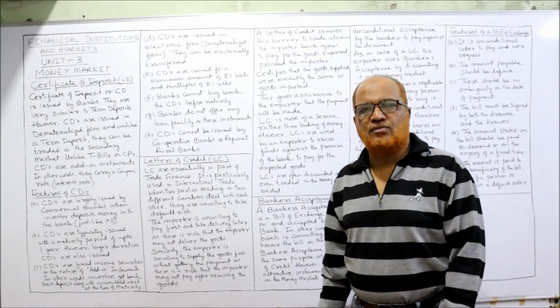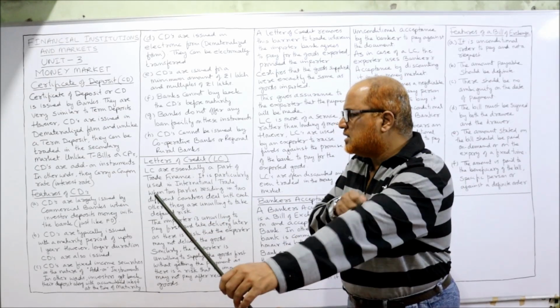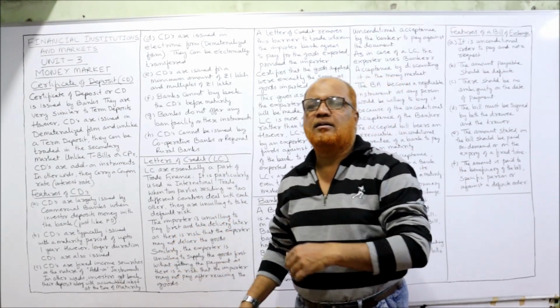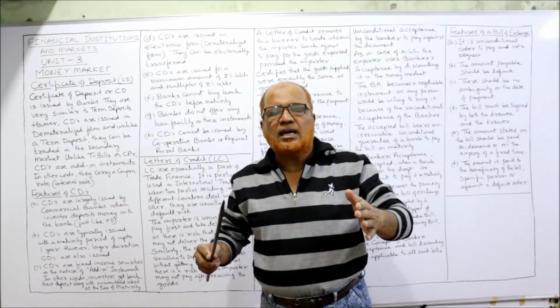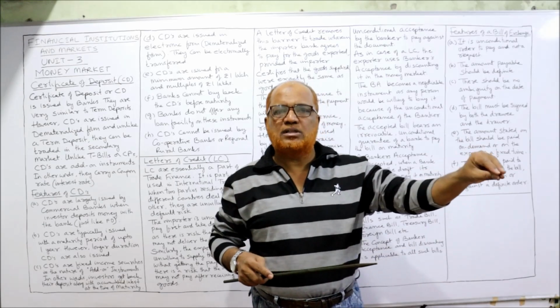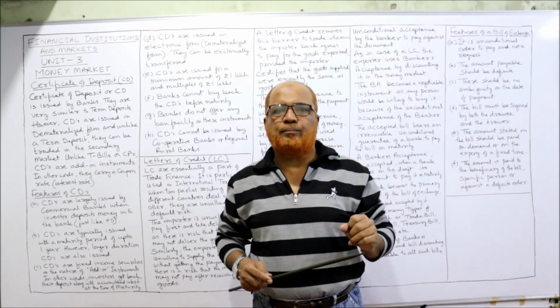Then features of CD. What are the main features of CD? First of all, CDs are largely issued by commercial banks when the investor deposits money with the bank, just like term deposits. Just like if a person wants to make a term deposit, he goes to the bank and deposits the money for a period of time.